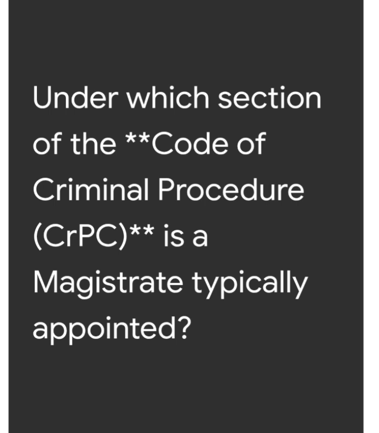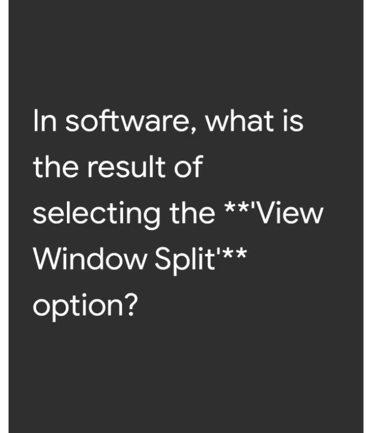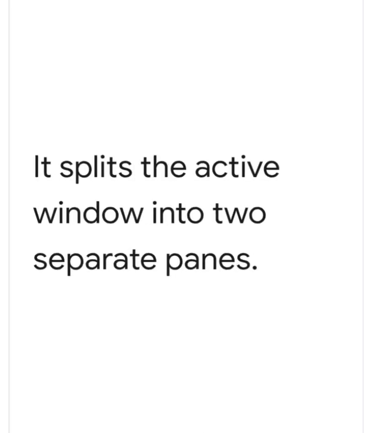Next question. Under which section of the Code of Criminal Procedure CRPC is the magistrate typically appointed? It's section 12. Next question. In software, what is the result of selecting the view window split option? Its answer is it splits the active window into separate panes.